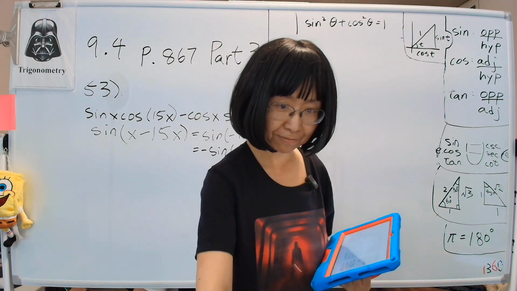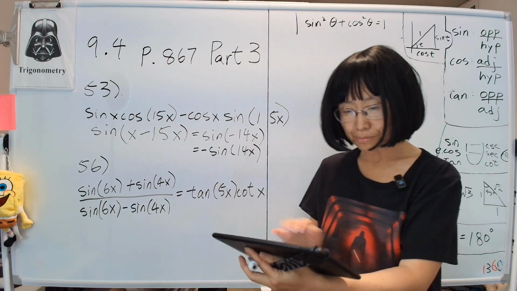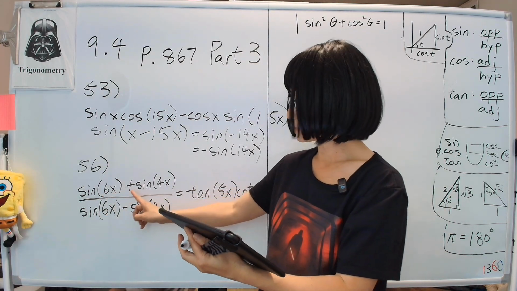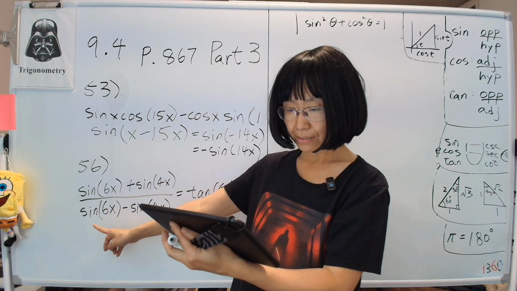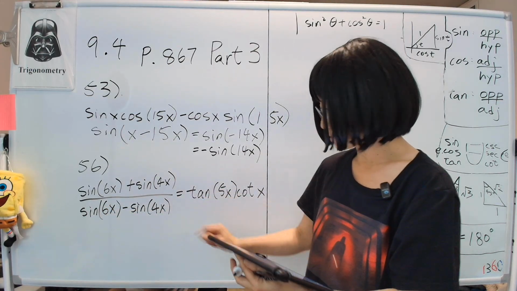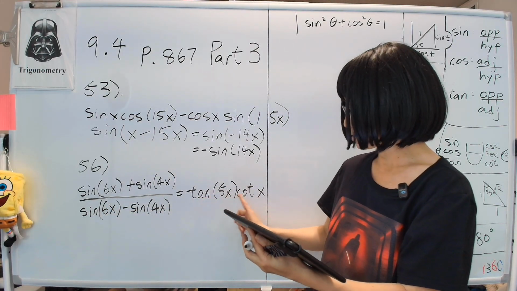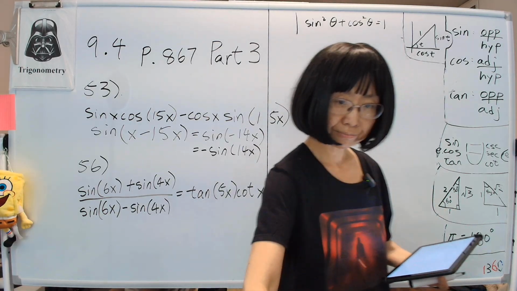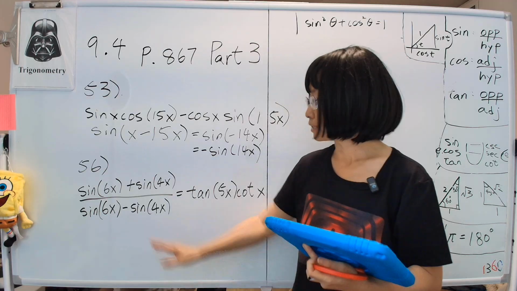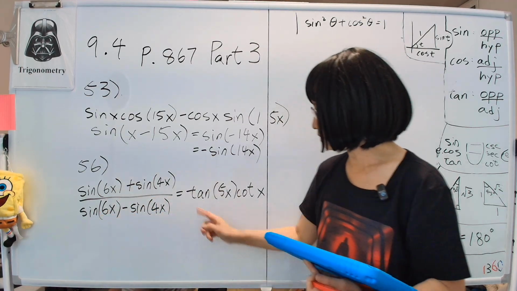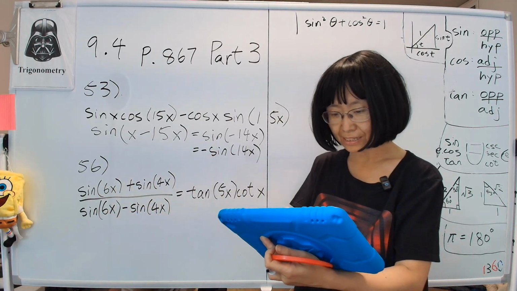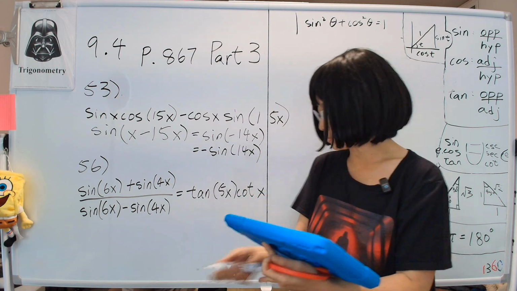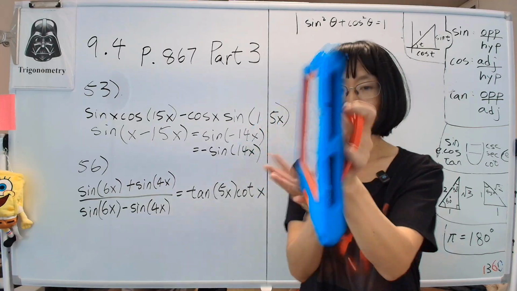So next, let's do problem 56, which is sine 6x plus sine 4x divided by sine 6x minus sine 4x equal to tangent 5x cotangent x. And we need to prove that this is true. So being that this is a bunch of sums that turns into a product on the other side, let's look at the sum to product formulas and see if we can get something out of it.